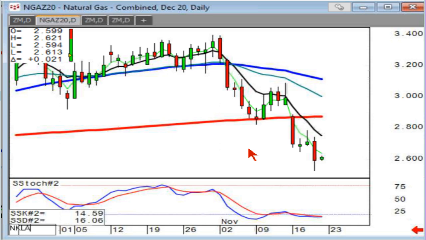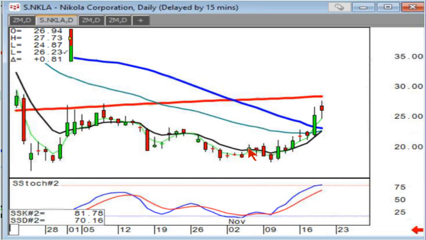And Nikola, nice J-hook pattern. I'm sorry, fry pan bottom pattern. Stay long. I'd just be a little bit diligent to see what's happening there.